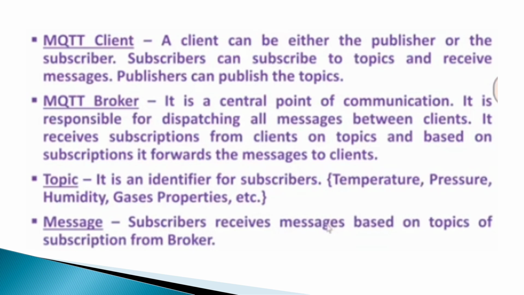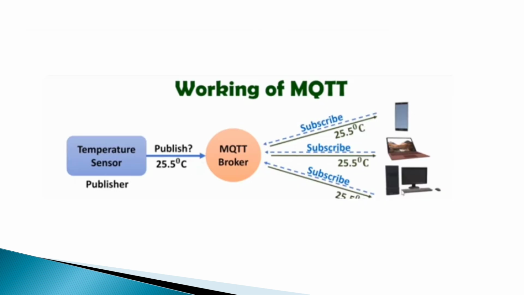Next one is the topic. It is an identifier for subscriber, that is temperature, pressure and humidity, gas properties, etc. So message, subscriber receives the message based on the topics of the subscription from the broker. Working of MQTT: first the temperature sensor, that is the publisher, and MQTT is a broker, and subscriber the applications.